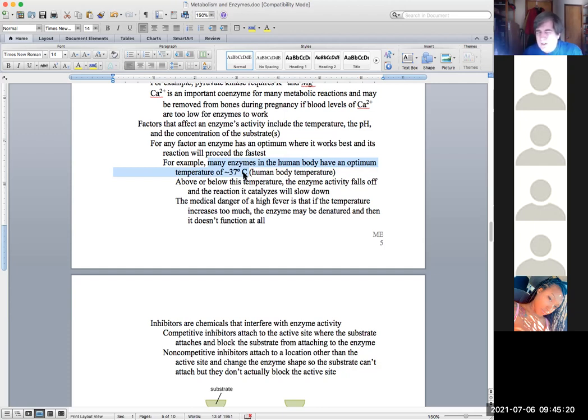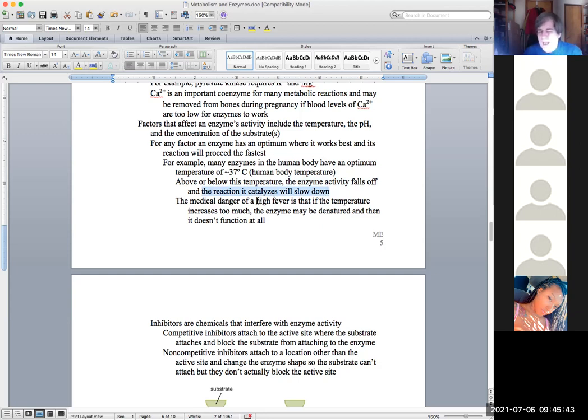Now, what happens if the temperature is lower than the optimum or higher than the optimum? Well, above or below this temperature, either way, enzyme activity falls off. Now, what does that mean? The reaction that this enzyme catalyzes is going to slow down.